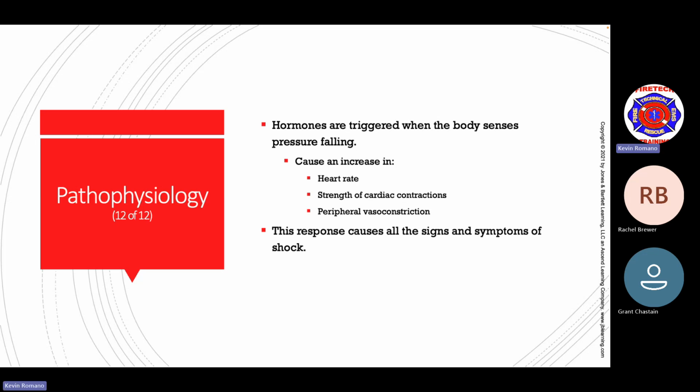Hormones cause an increase in heart rate and in the strength of the cardiac contractions as well as vasoconstriction in non-essential areas. Remember I mentioned before, we start shunting that blood, primarily in the skin and the gastrointestinal tract, for peripheral vasoconstriction. So if our GI tract is shutting down, our stomach starts shutting down. That's what starts causing that nausea that I mentioned before. So this response causes all the signs and symptoms of shock in a patient. So they have increased nausea.